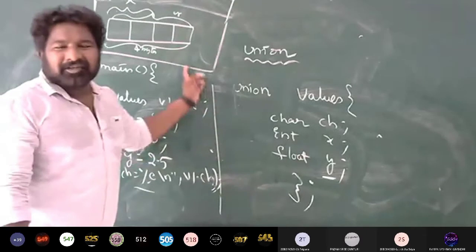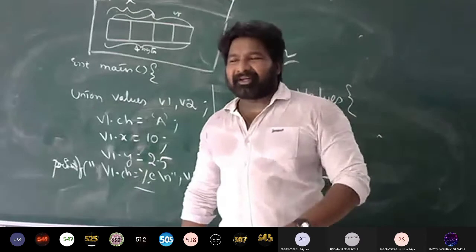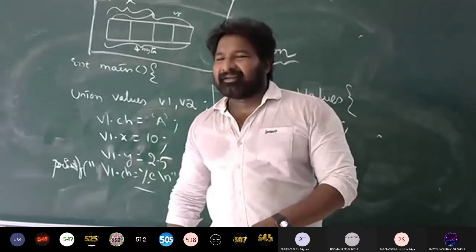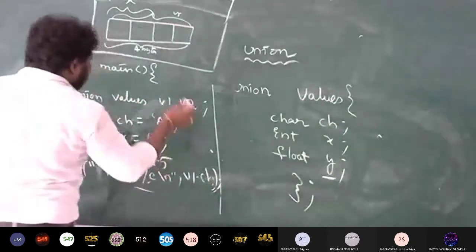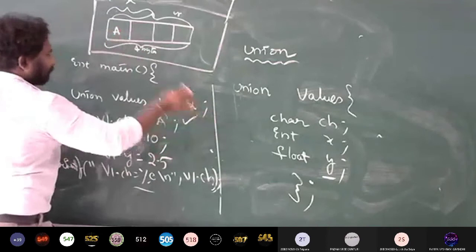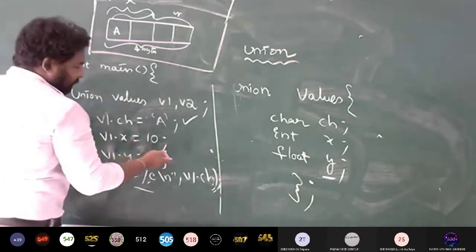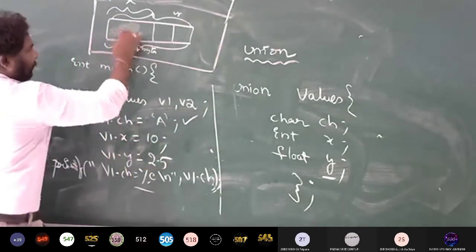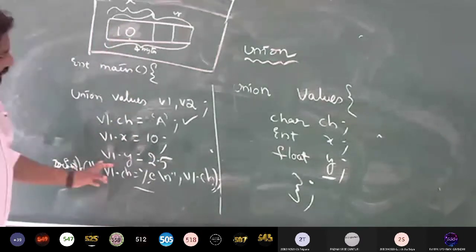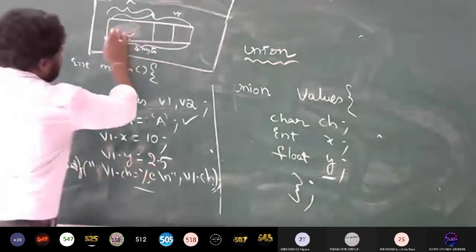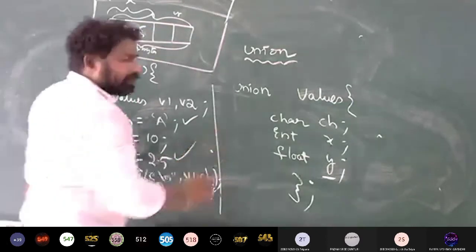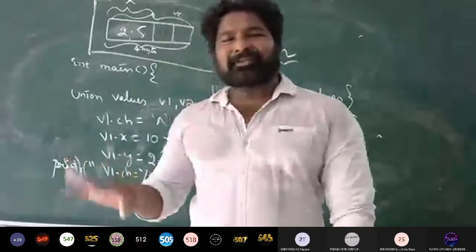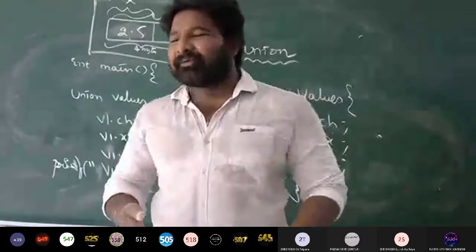గుర్తుందా మీకు? Yes, sir. Memory is allocated only for the largest member of the union. That is the common place for all the variables. So initially I put A here. After that I just put 10. So A is gone, 10 will be stored here. And later I stored 2.5. So 10 is also gone, and finally 2.5 is there. So only the last value is available. The previous two values are overridden by the recent value.